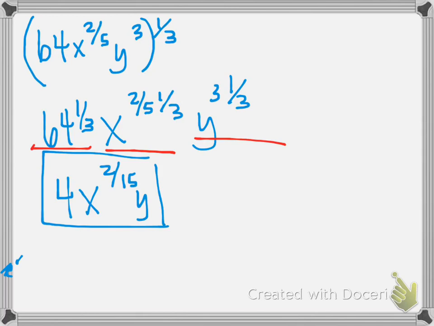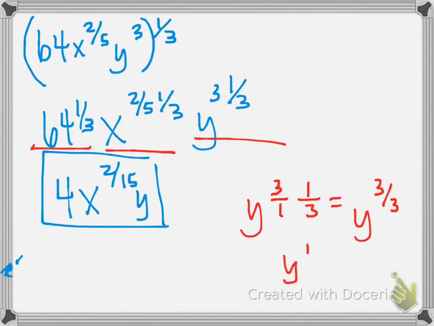And then when you do this one, 3 is like 3/1 times 1/3. These just cancel to be y to the 3/3, which is y to the first power. But you don't really ever put first power, right? Because that's just assumed. We're smart and we know that. Okay.